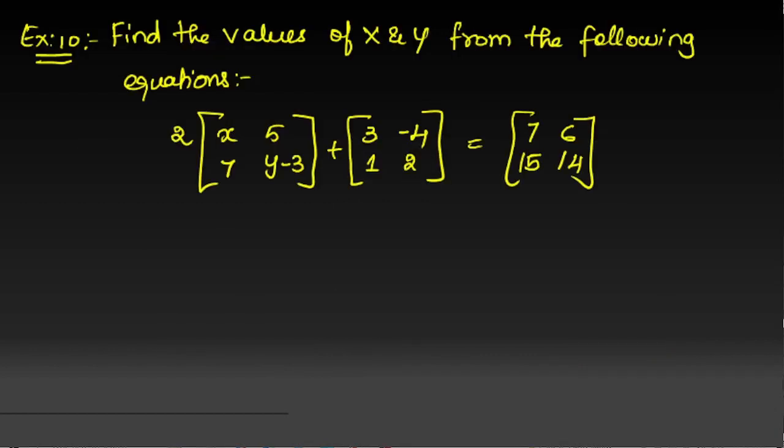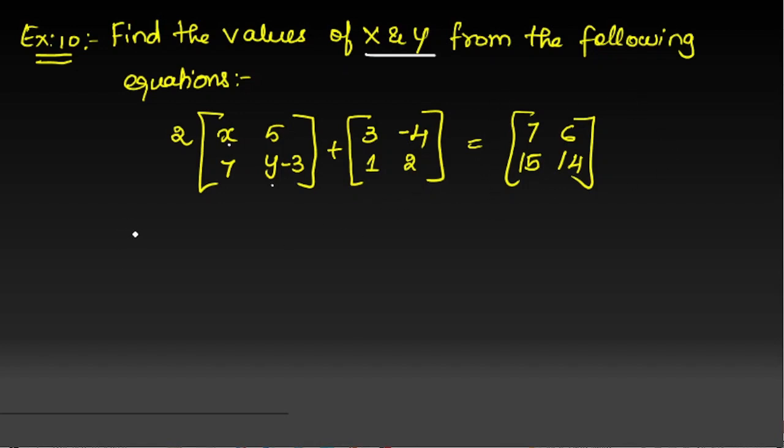Next, moving on to example 10. So in example 10, if you just listen here, listen carefully. See, find the values of x and y from the following equation. That means this x and this y you are supposed to find. So first of all, what you need to do? So this entire matrix is equal to this matrix. These 2 matrices when you add, that is equal to this C matrix.